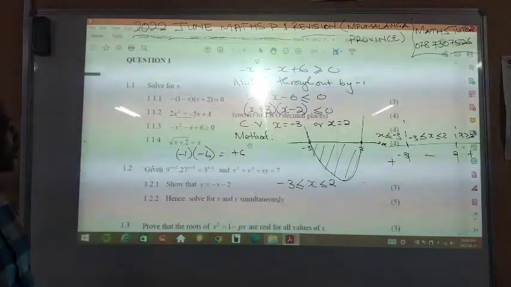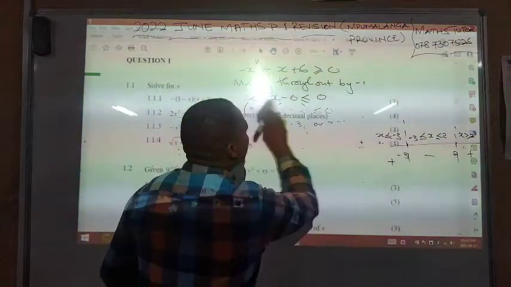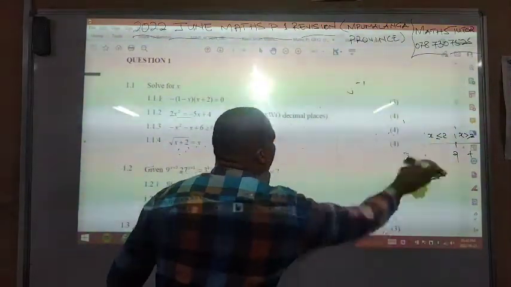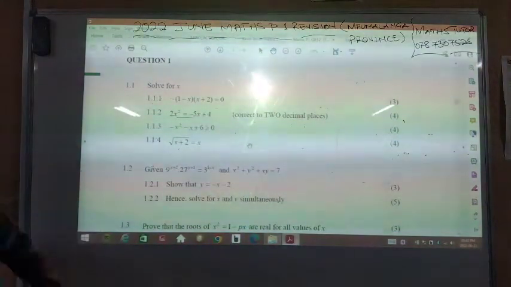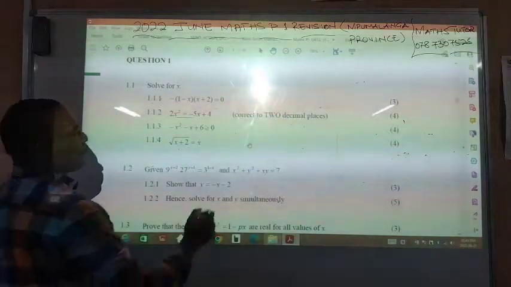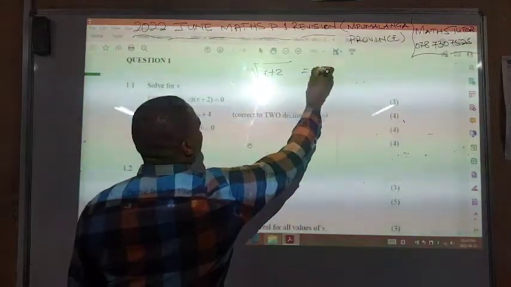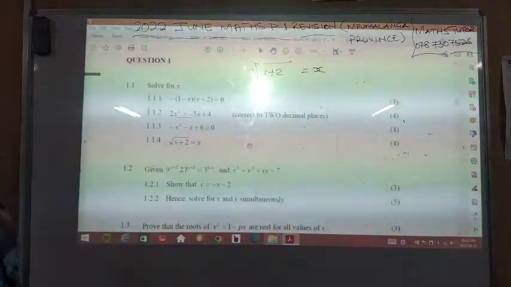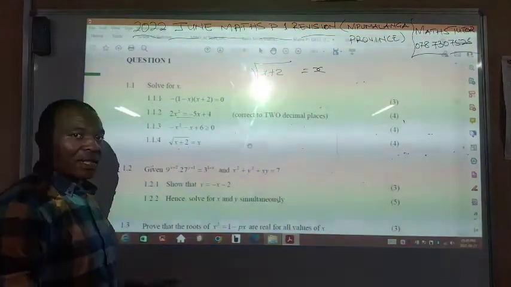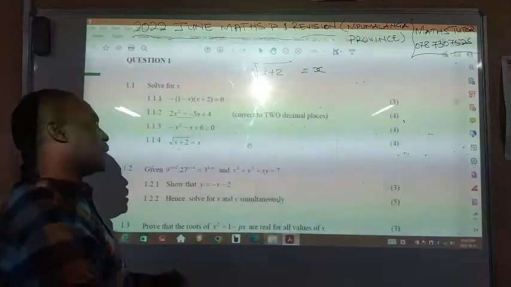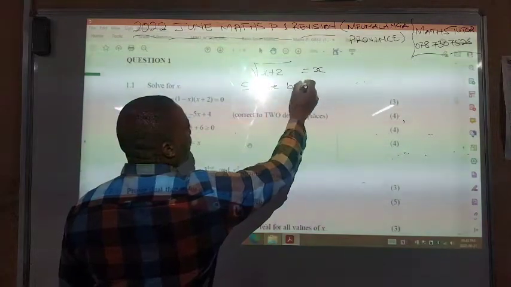All right, moving on to 1.4. 1.4, it's a surd equation. Square root of x plus 2 is equal to x. Of course, we have to separate the root so that we can square both sides to remove it. So the way it is fine. All we need is to square both sides.